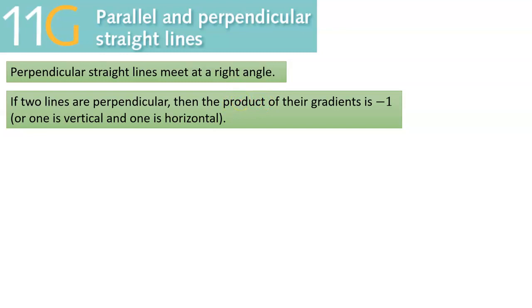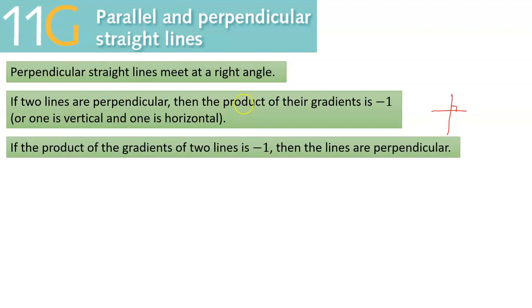The only time when this isn't the case is if you have one vertical line and one horizontal line. If you remember, vertical lines, their gradient is not defined. And horizontal lines have a gradient of 0. So we can't multiply something that's undefined by 0, but a vertical line and a horizontal line do meet at right angles.